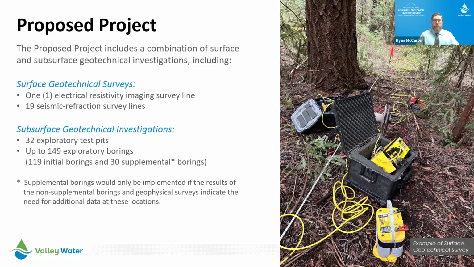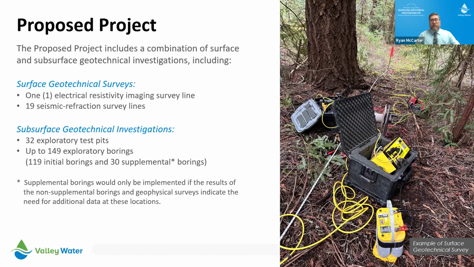It's really broken into two components. We call them surface geotechnical surveys. These are activities that are done really just on the surface of the land. We're proposing one electrical resistivity imaging survey line. That'll give us almost like an X-ray of what the ground looks like using electrical resistivity technology. And then we'll be doing 19 seismic refraction survey lines. So that's what we're proposing to do.